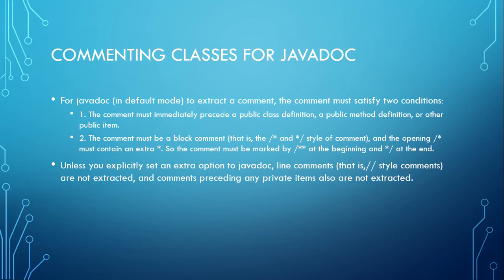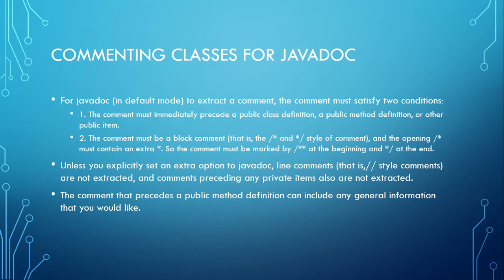So as I already mentioned, single line comments, they don't do it, and also anything that's private, like your private instance variables and private methods, they're not going to be included. Now the comment that precedes a public method definition can include any general information that you like. So if you want it to just say calculates the average, that's great.